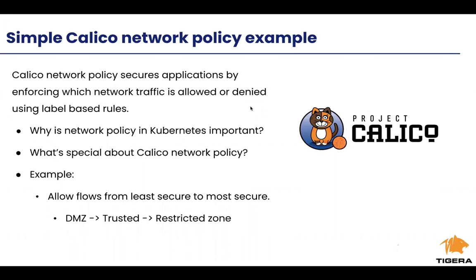And so we have a simple example here. One that allows flows from the least secure zone to the most secure zone, something that most of us have probably seen in our careers. You have a DMZ that probably allows inbound access from the internet or from outside of the cluster. The trusted zone is allowing inbound connections from the DMZ, and the restricted zone is allowing inbound connections from the trusted zone. So it goes from least secure to most secure.